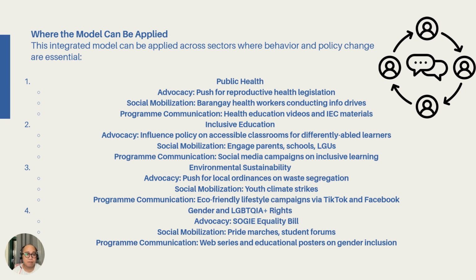We have also examples here: inclusive education, environmental sustainability, and gender and LGBTQIA+ rights. For gender, the advocacy is the SOGIE Equality Bill. Social mobilization includes pride marches and student forums. And program communication would be webinar series and educational posters on gender inclusion. These are samples of where we can use this model for important social problems, such as public health, inclusive education, environmental sustainability, and gender equality.